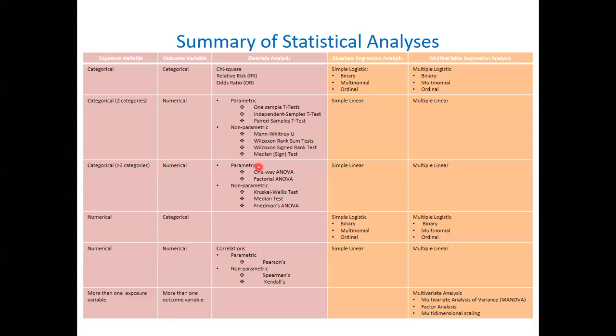So the parametric ones are one-way ANOVA and factorial ANOVA. The non-parametric counterparts of ANOVA are Kruskal-Wallis and the median test. You know this median test we just did now. We say it's for both two independent groups and for more than two groups. That's why the median test also comes here. Then Friedman ANOVA is for two-way ANOVA or factorial ANOVA.